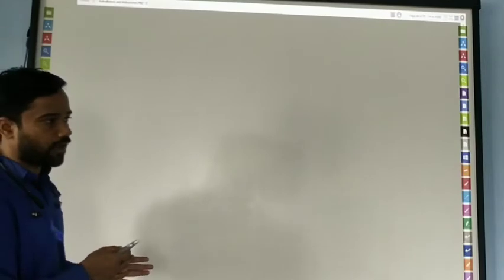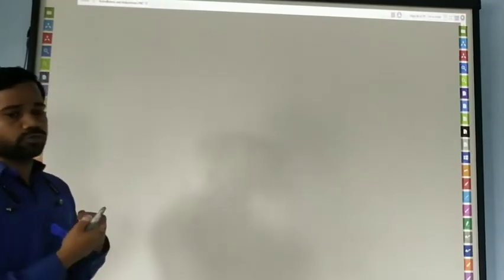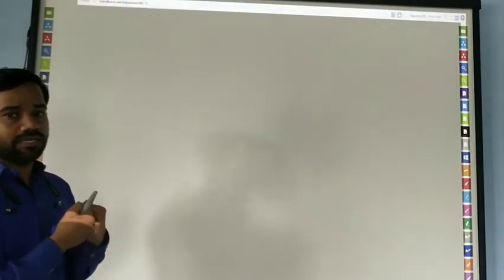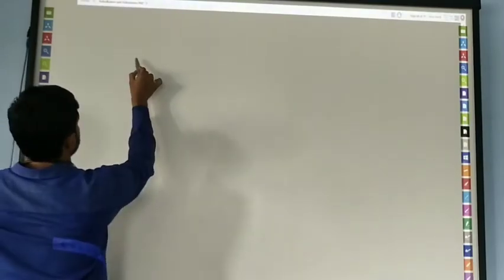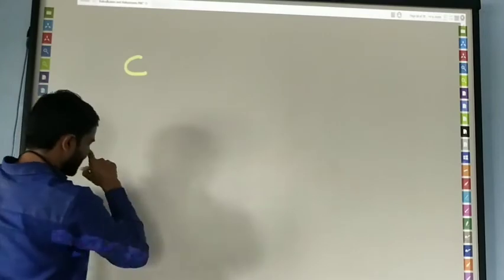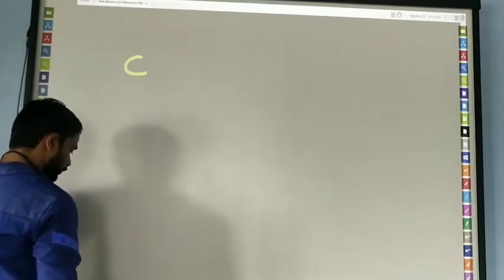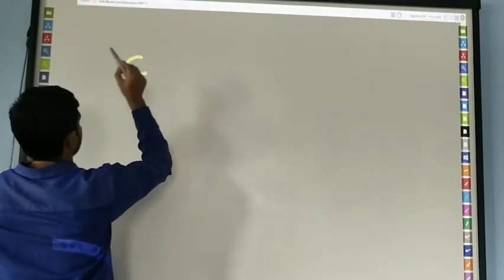Let me take a chiral carbon center and we will go through the SN2 mechanism. How is it going to proceed? Let me consider a complex which has the chiral center. First, we take a carbon here, then we have to go with the four different bonds.